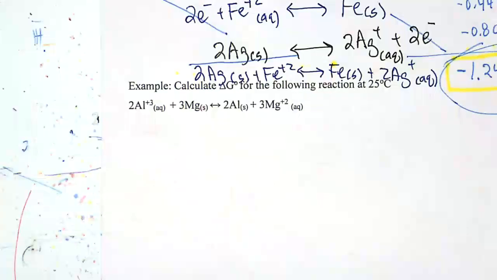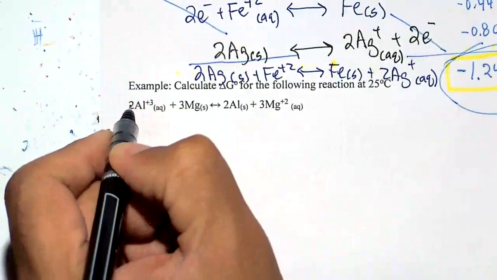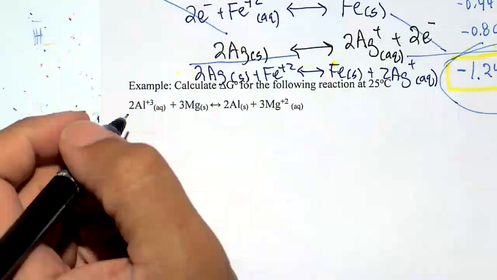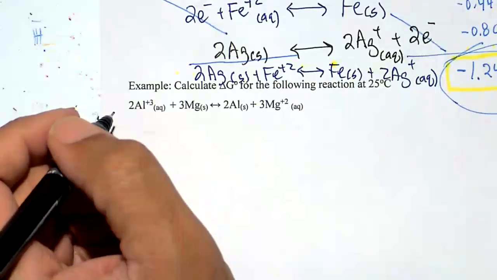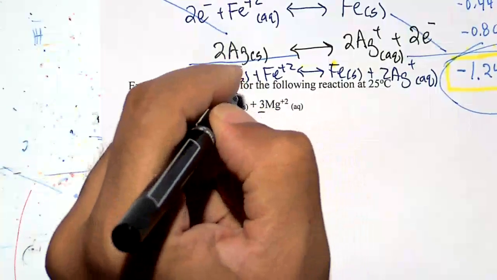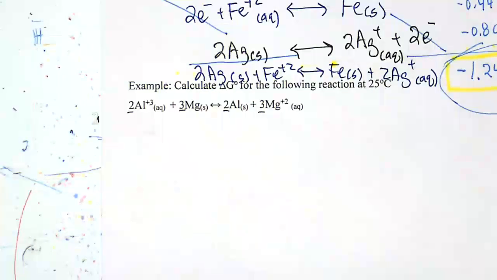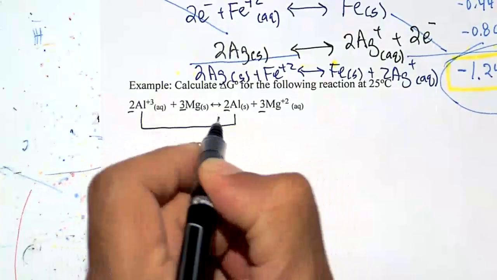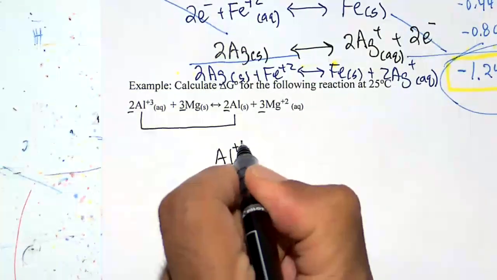All right, calculate delta G for the following reaction at 25 degrees C. Like before, I'm going to take this, break it apart, and build it back up together again. I'll just omit these coefficients because they'll come back when I build this back up. We'll break this down into cathode and anode, reduction and oxidation. The first thing we see here is Al plus 3 goes to Al solid.